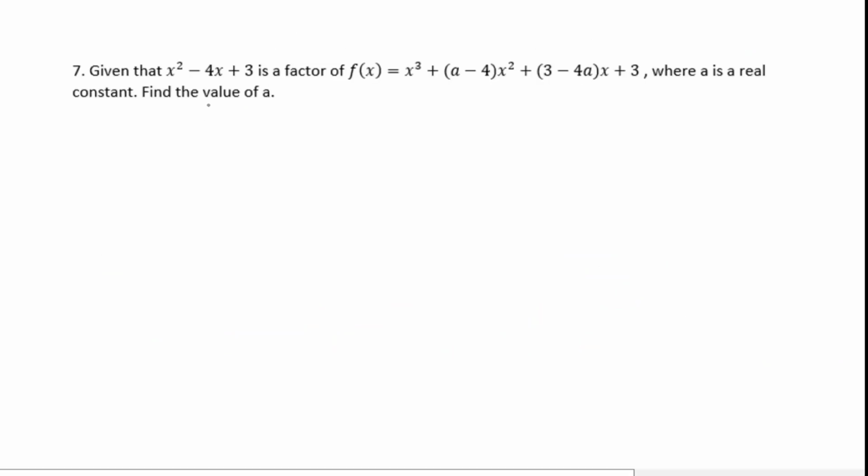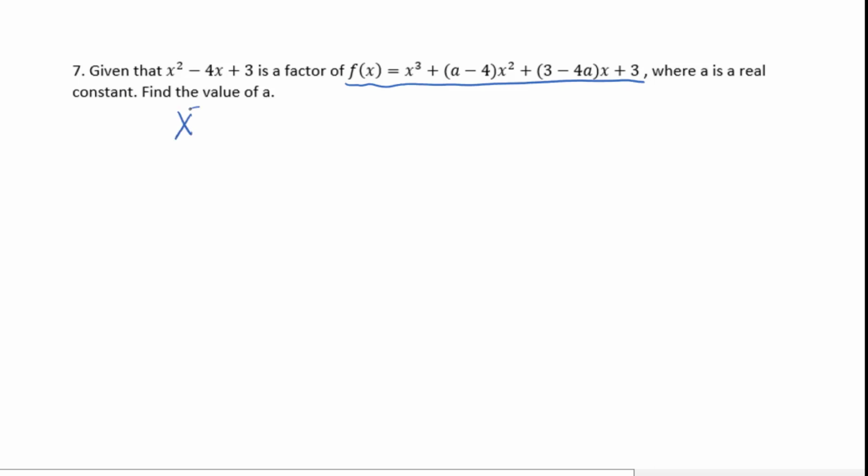Let's go to number 7. Given that x squared minus 4x plus 3 is a factor of f of x equals x to the third power plus a minus 4 x squared plus 3 minus 4a x plus 3, where a is a real constant, find the value of a.